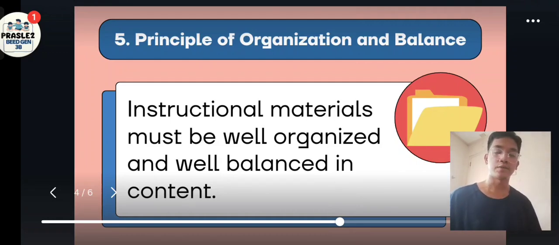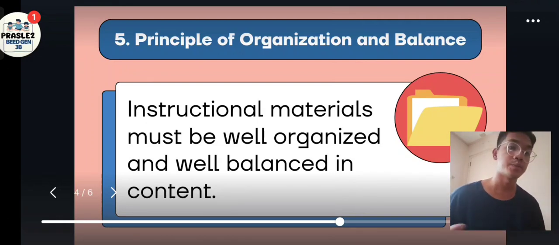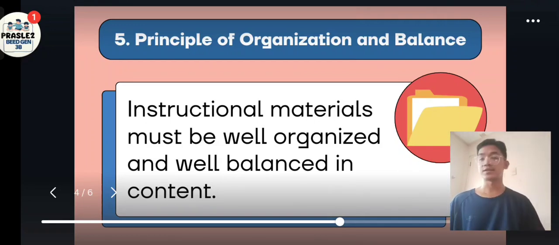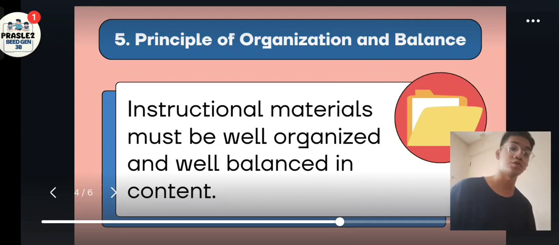Okay, so number 5, we have the principle of organization and balance. Instructional materials must be well organized and well balanced in content. So, it is connected to number 3, the principle of cost. Well, of course, if we are selecting instructional materials, we must ensure that it is well organized.